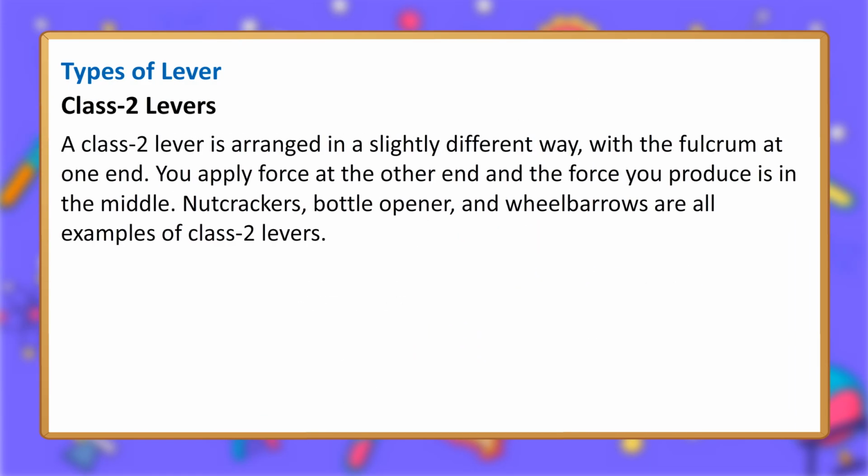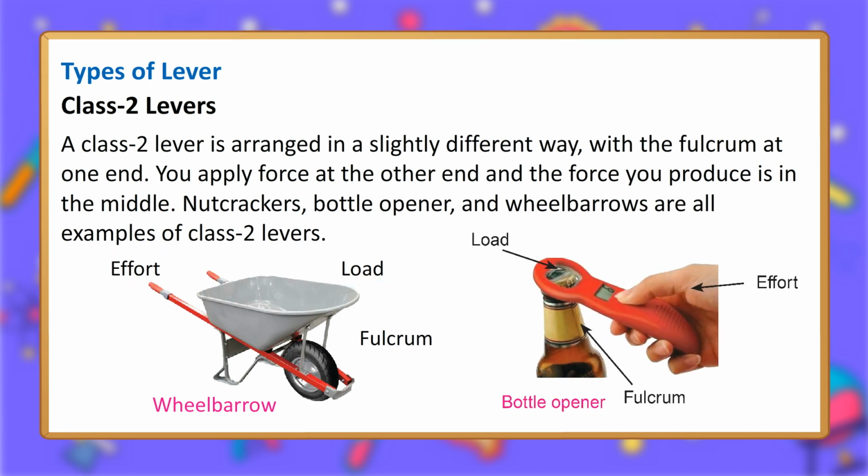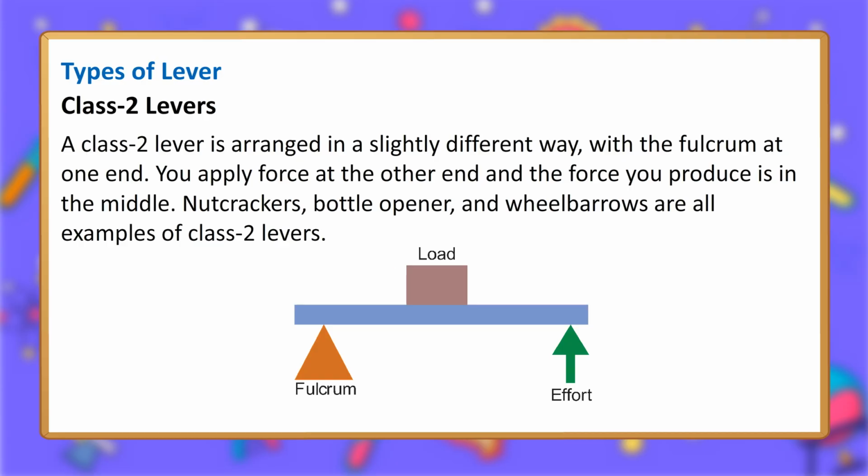Class 2 levers. A Class 2 lever is arranged in a slightly different way, with the fulcrum at one end. You apply force at the other end and the force you produce is in the middle. Nutcrackers, bottle openers, and wheelbarrows are all examples of Class 2 levers.